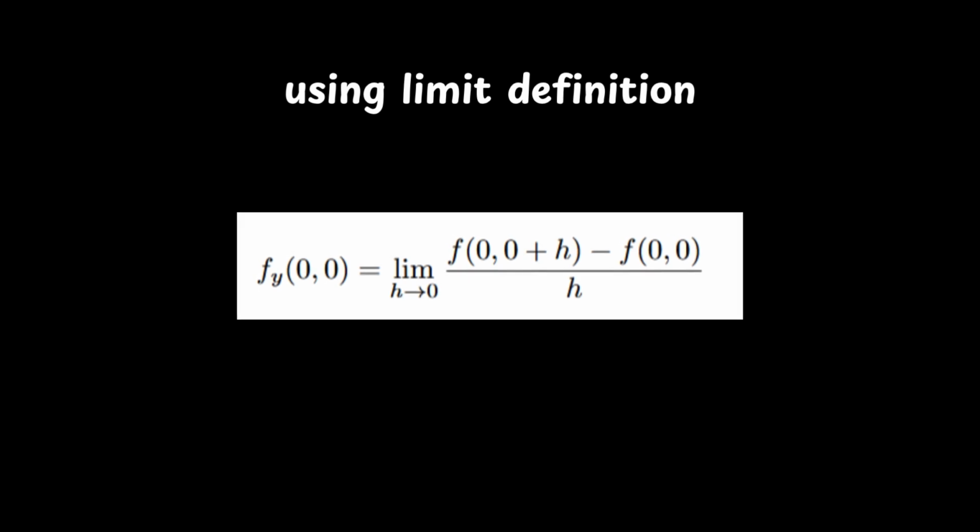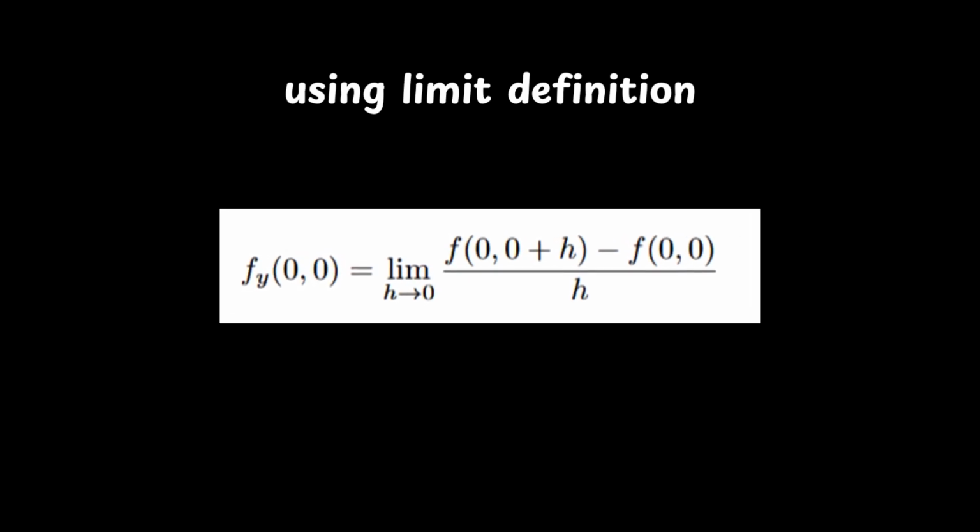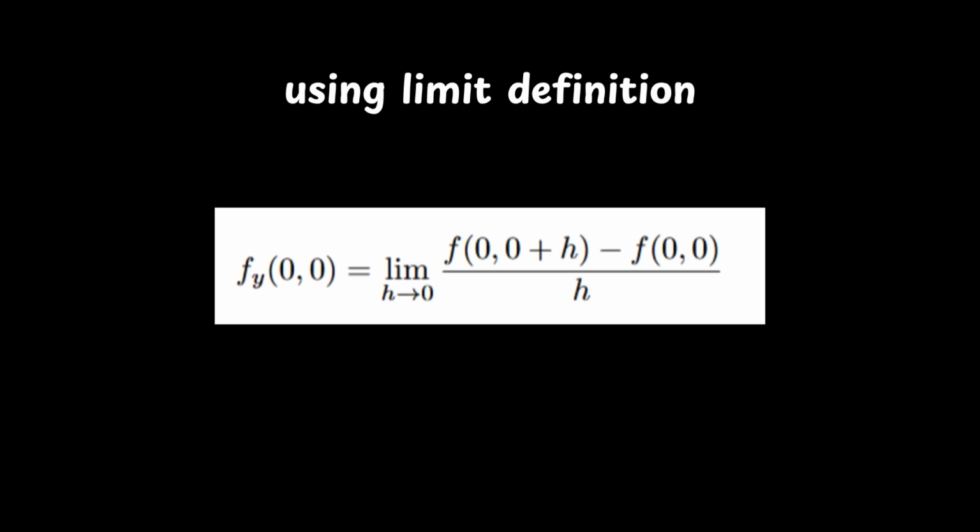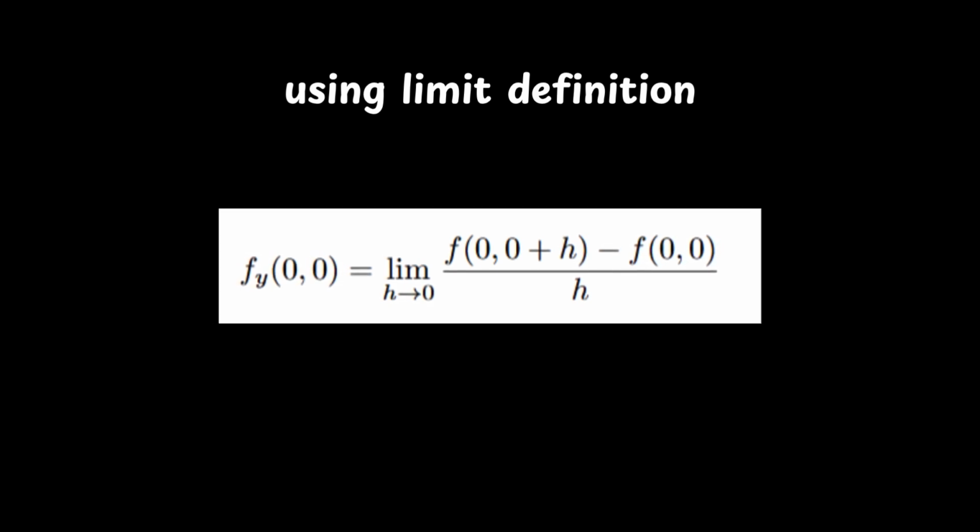Let's find the partial derivative with respect to y at the point 0, 0. Here's how it works. We start by moving a tiny bit along the y-axis from 0, 0. We'll call this small move, h. The derivative is the change in the function's value divided by this tiny move.